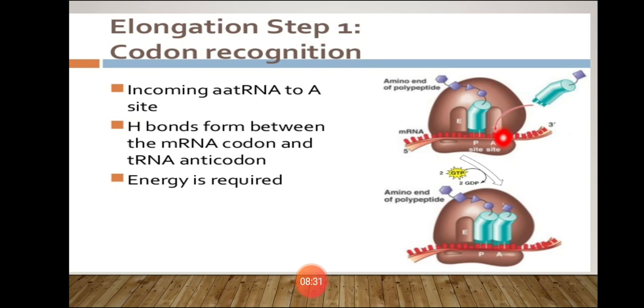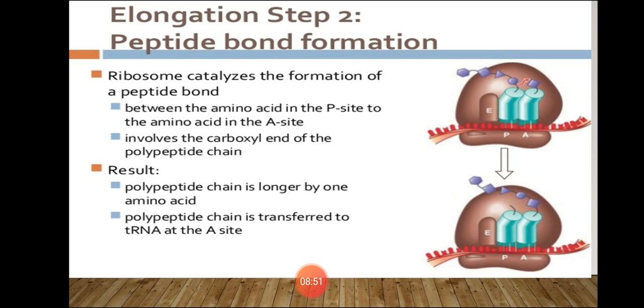In elongation, the first step is codon recognition. The aminoacyl tRNA complex enters at the A site, and then the codons are read, and as per the codon, the anticodon hydrogen bonds are formed between codon and anticodon. Next, in elongation, the second step is peptide bond formation.